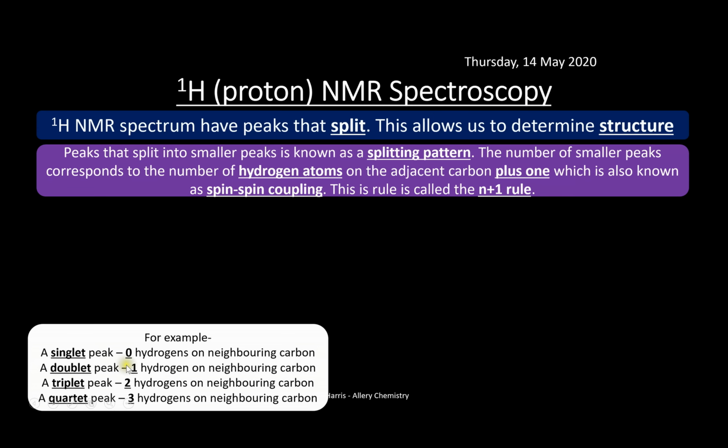A doublet is where we have a hydrogen on a carbon that is bonded to another carbon with one other hydrogen on it. So that gets us a doublet. A triplet peak is where the hydrogen in question is on a carbon bonded to a carbon with two hydrogens on there. So that could be a CH2, for example. And a quartet is where we have three hydrogens on the neighbouring carbon. So what we're looking at is what is neighbouring it, what is next to it. So how many hydrogens are next to it, and we add one. So we plus one, okay?